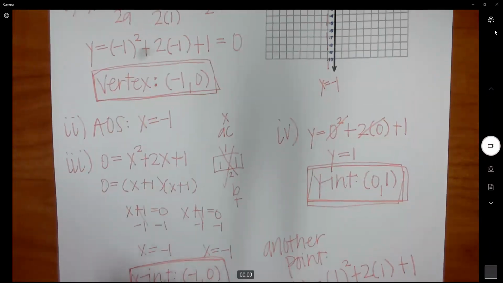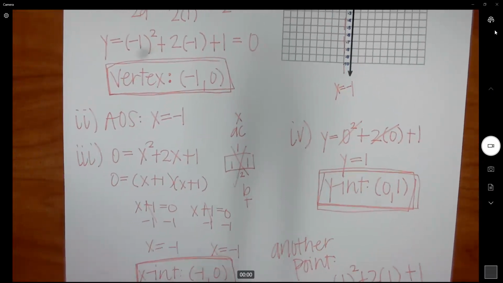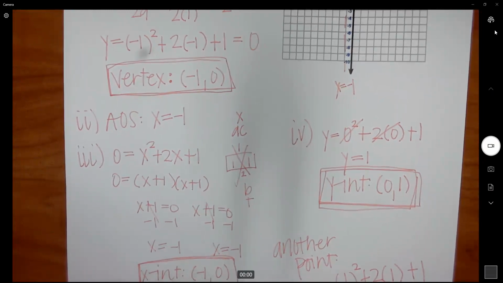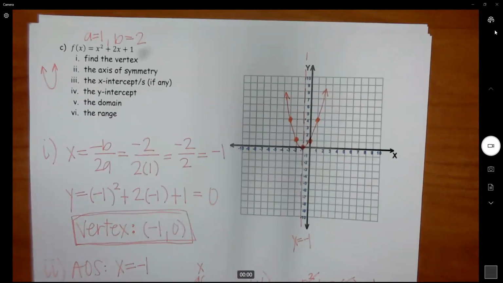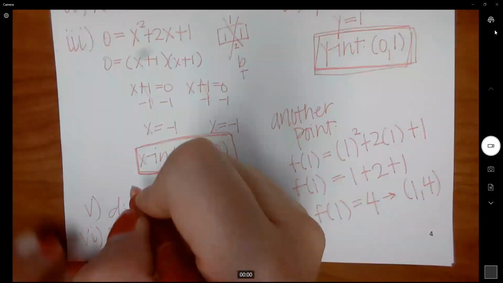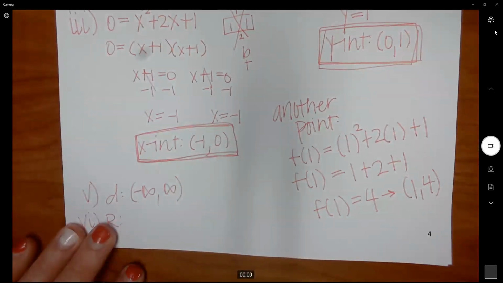Okay, and then let's find the domain and range. So your domain, as you go left to right, you hit arrow, arrow. This is all real numbers, or negative infinity to infinity.